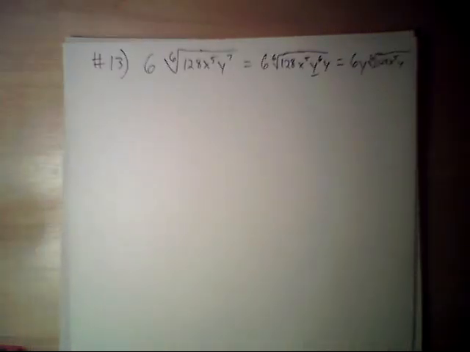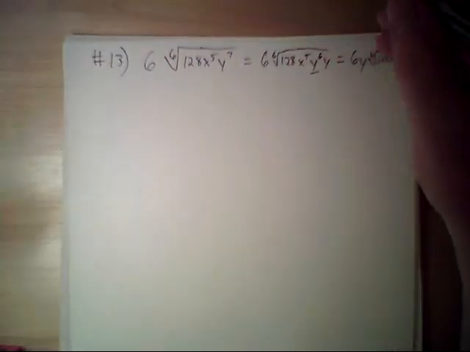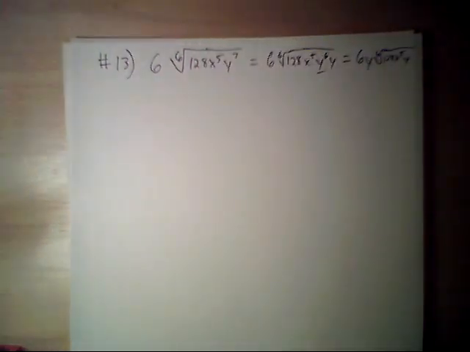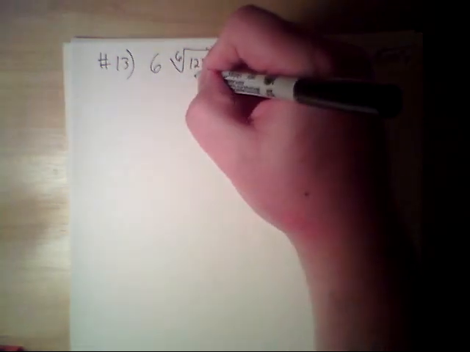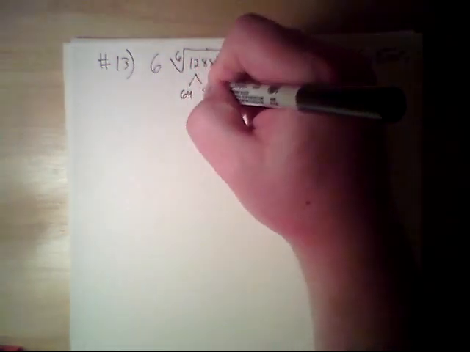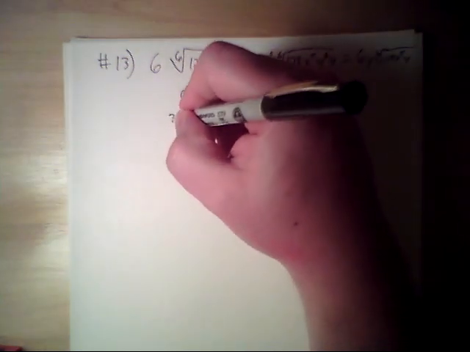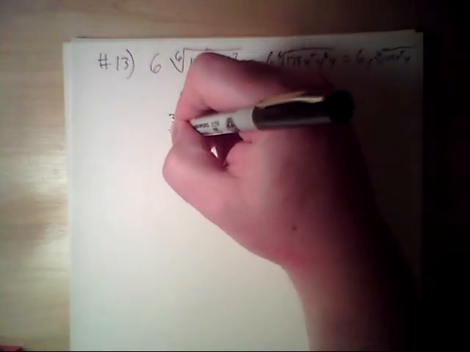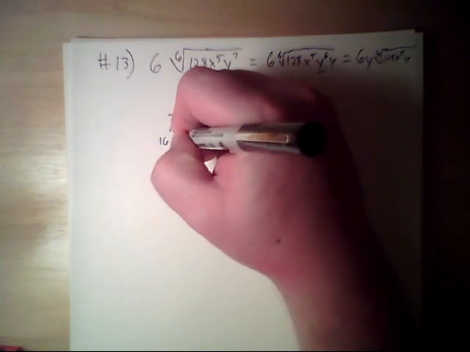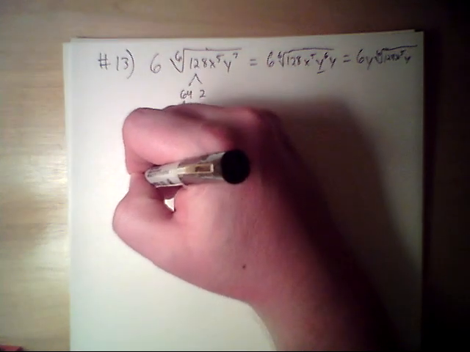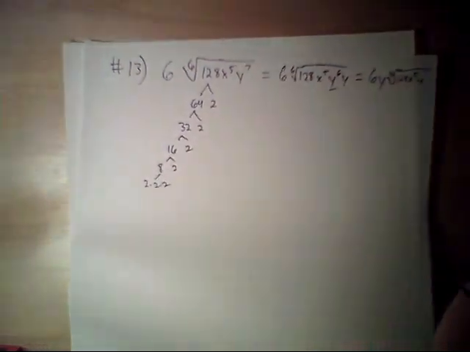Now let's start breaking down this 128. Let's just start dividing by 2. 128 divided by 2 is 64, so that turns into 64 times 2. 64 divided by 2 is 32, so it'll be 32 times 2. Then we have 16 times 2. Then 8 times 2. We know 8 is 2 times 2 times 2.